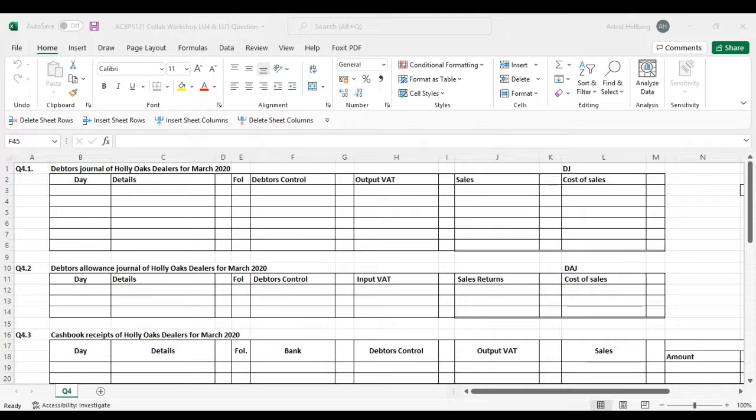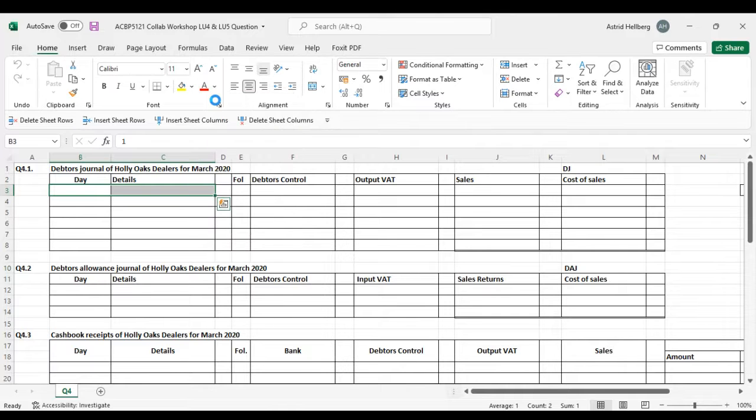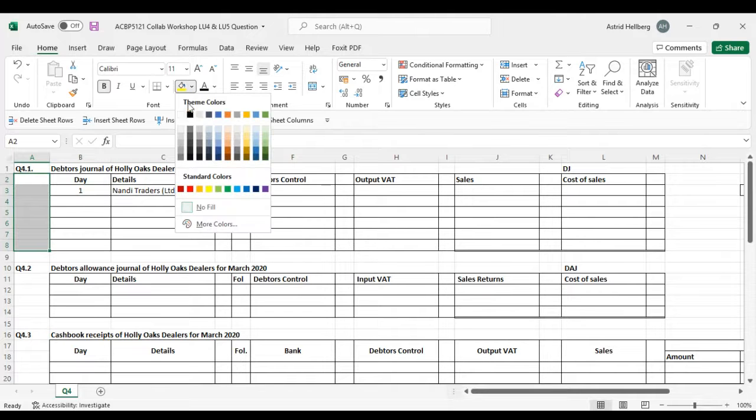Okay, so the first entry, we said we sold inventory on credit to Nandi Traders on the 1st. So what we have to enter here is our date, which would be the 1st. It would be Nandi Traders. You'll see there's no document column because that information was not required. So this is actually blacked out.